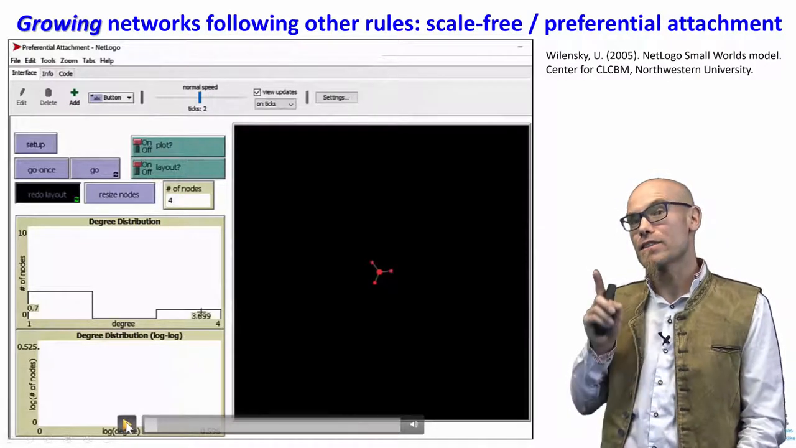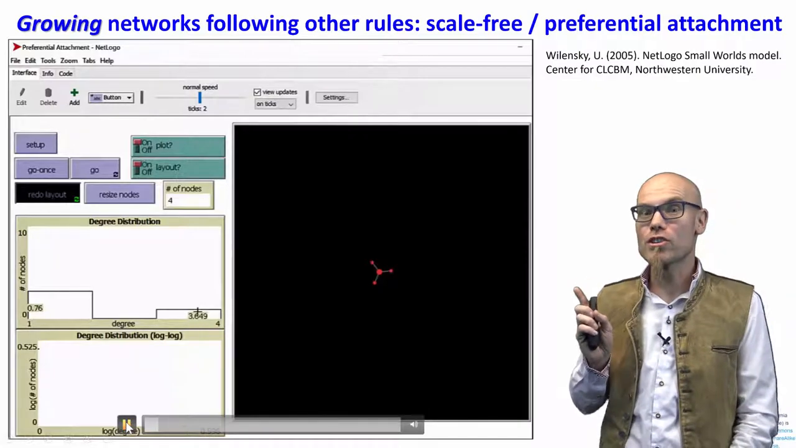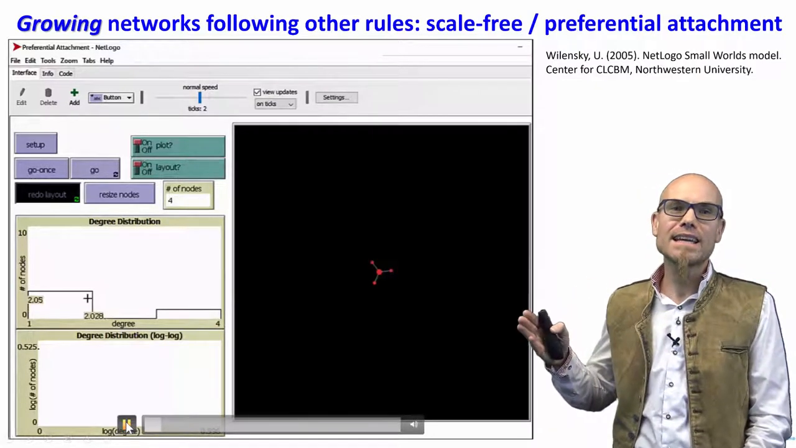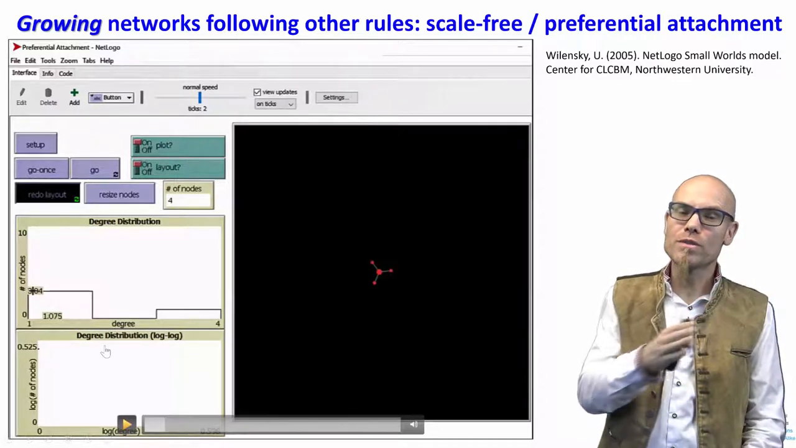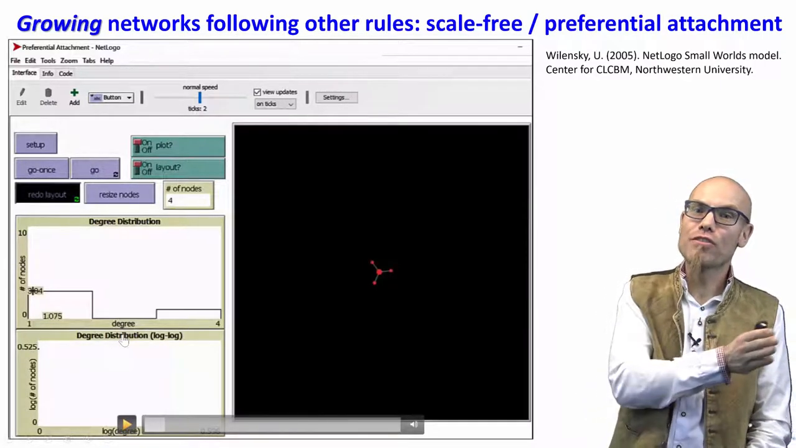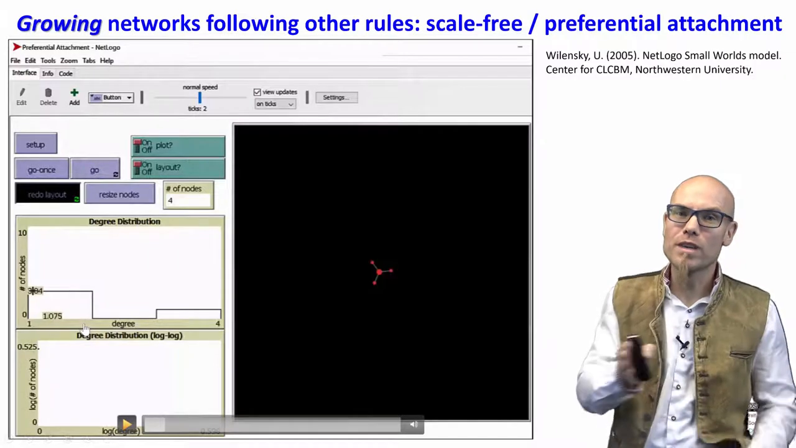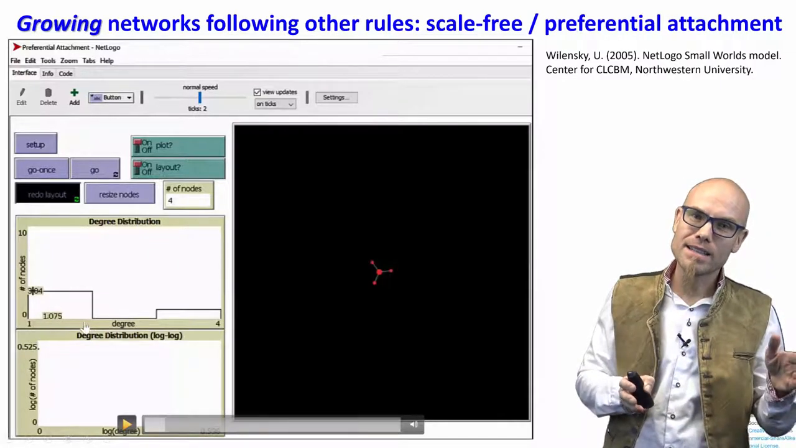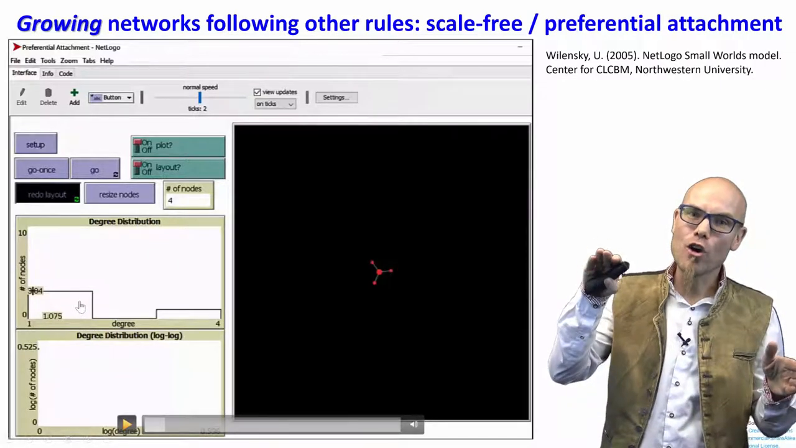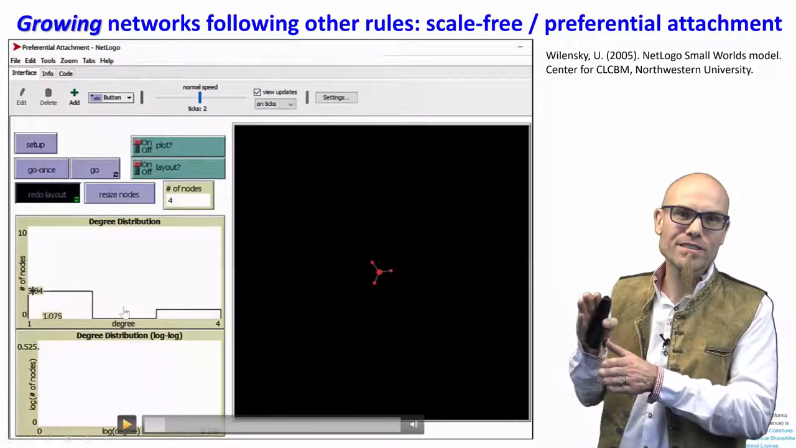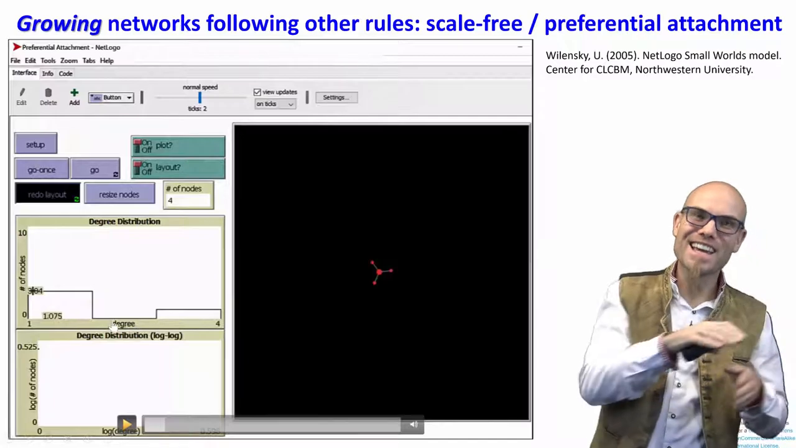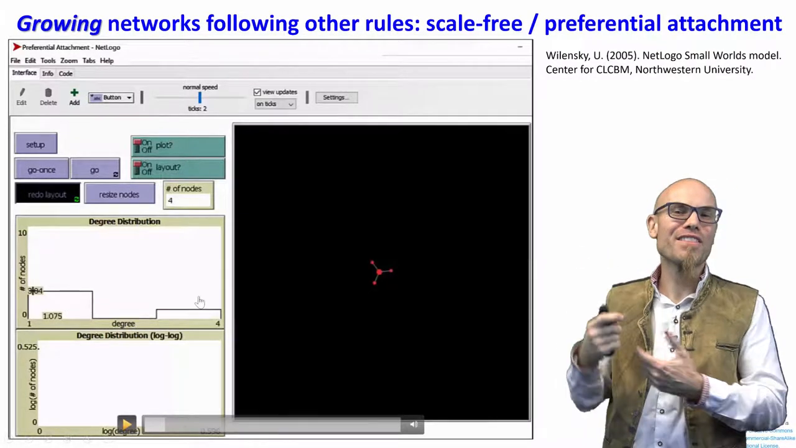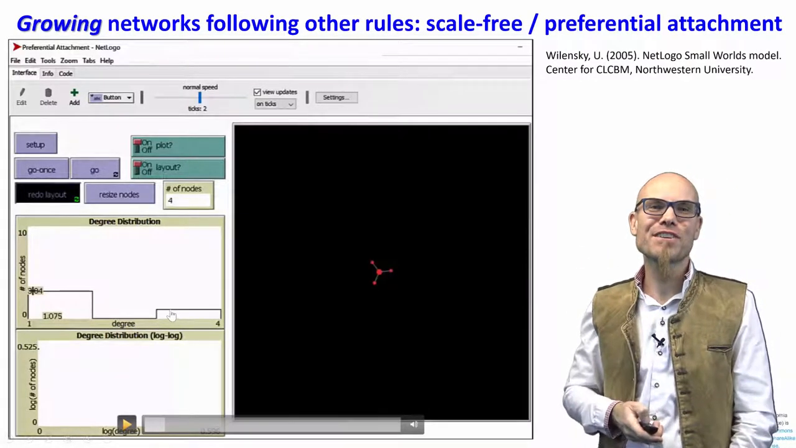And we can see here in this graph, which is very important, keep on watching this graph, there is actually one node with three degrees, and three nodes with only one degree. So on the x-axis is the number of degrees: one node with three, and three nodes with one. That's how you read this graph. So let's keep on going then.